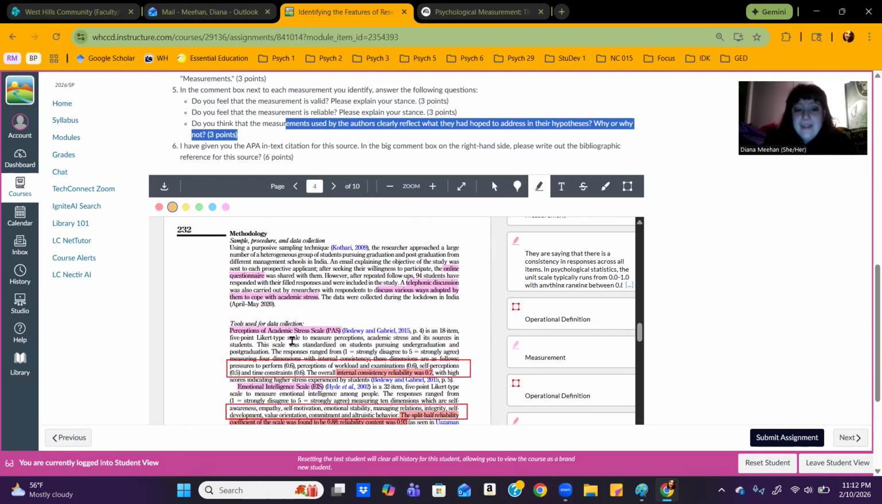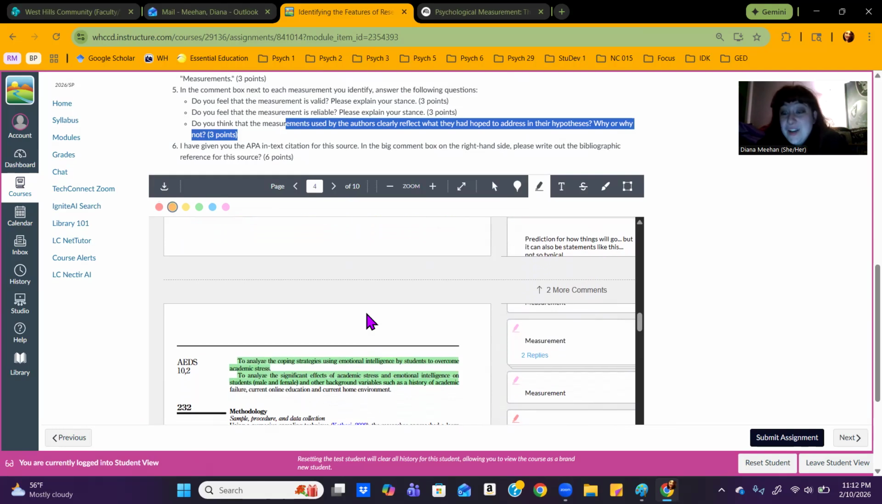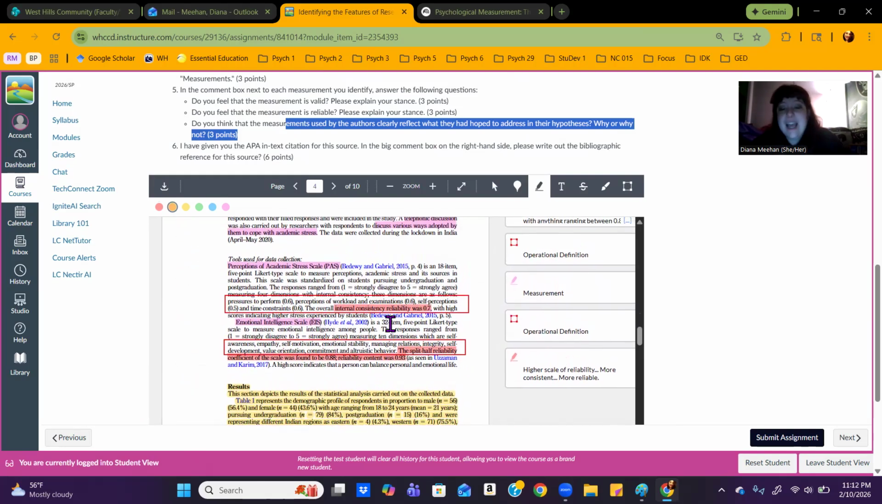Do you think that this scale and this scale were good for assessing the academic stress and the emotional intelligence that they wanted in the hypotheses? Do you think that there's things that they could have done better? Things that they could have thrown in there that would be better or stronger. So it's up to you. But essentially, this is kind of what I'm looking for.